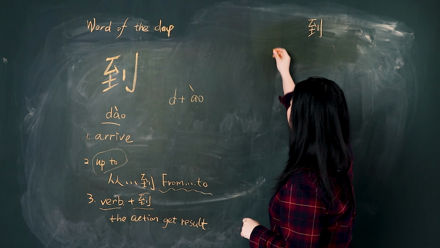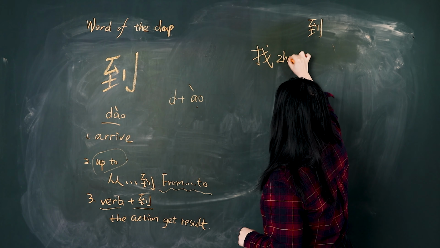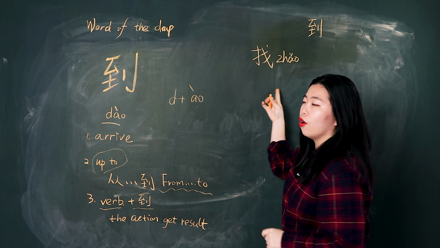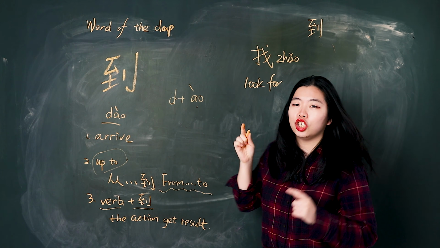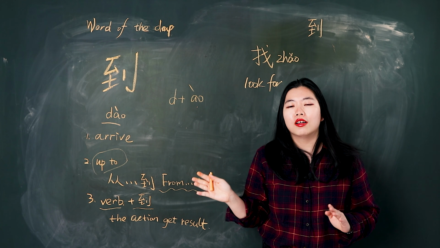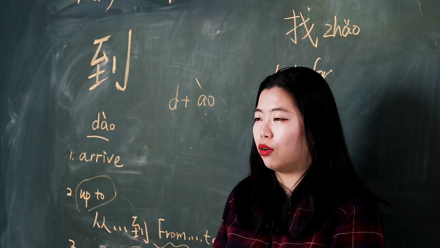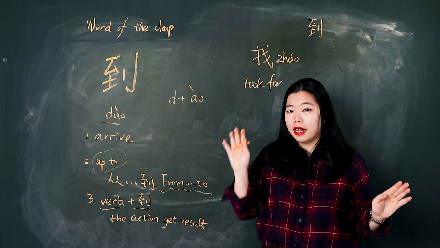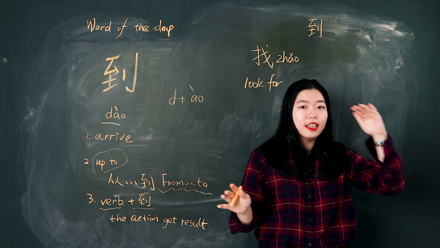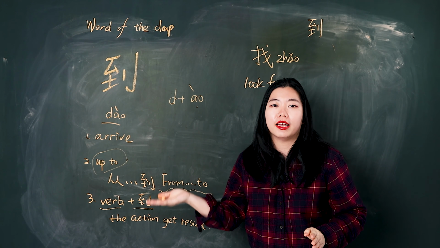And the third one is about a grammar word, verb plus 到. It means the action has a result. For example, we see this one, 找, look for. Look for. 找, look for. Only means look for. But if you want to say find something, we say 找到. 找 plus 到 means this action has a result. So we say 找到, means find.